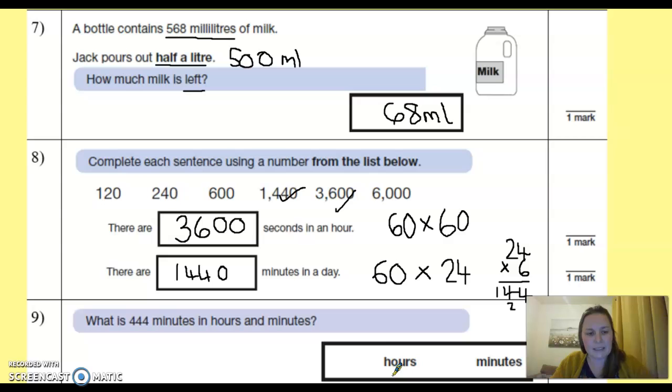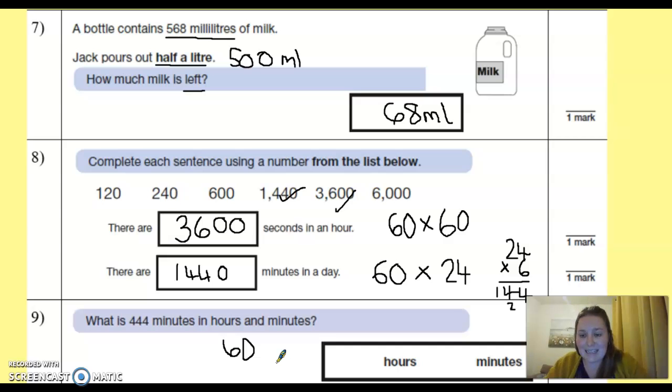And then the last one, number 9. What is 444 minutes in hours and minutes? So I know there's 60 minutes in 1 hour. So I need to know how many 60s I've got. Now I can count up in 60s or I can use my times tables. So I'm going to try and get as close to 444 as I can.